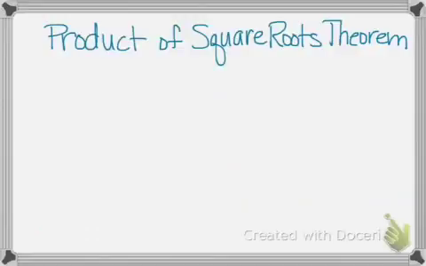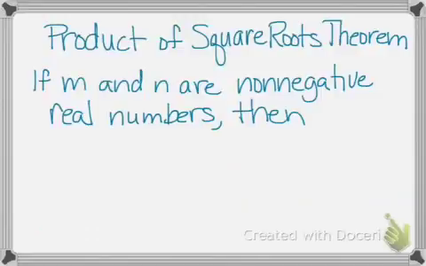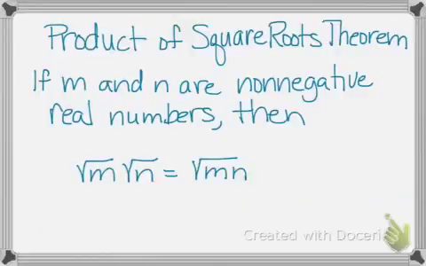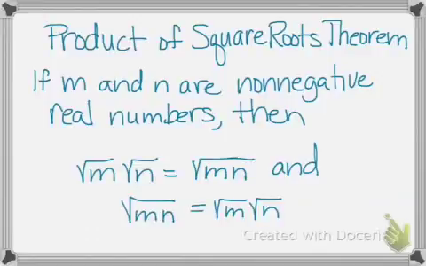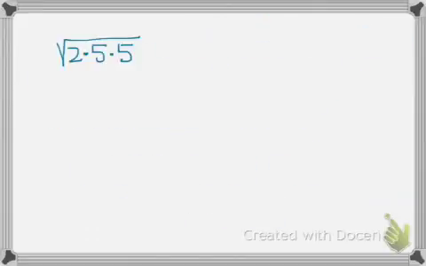The product of square roots theorem says that if m and n are non-negative real numbers, then the square root of m times the square root of n is equal to the square root of mn, and the square root of mn equals the square root of m times the square root of n. So if I have the square root of 2 times 5 times 5, that is the same thing as the square root of 2 times the square root of 5 times the square root of 5. Which makes it really easy to break down further problems.